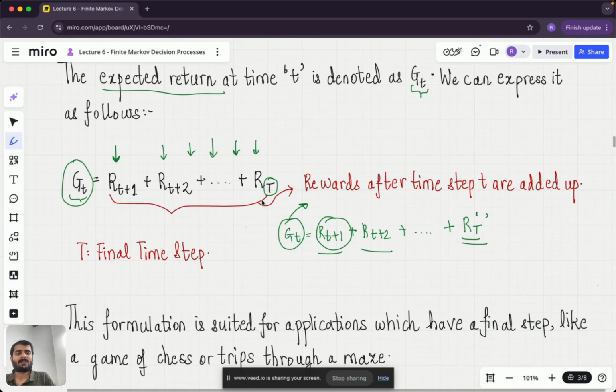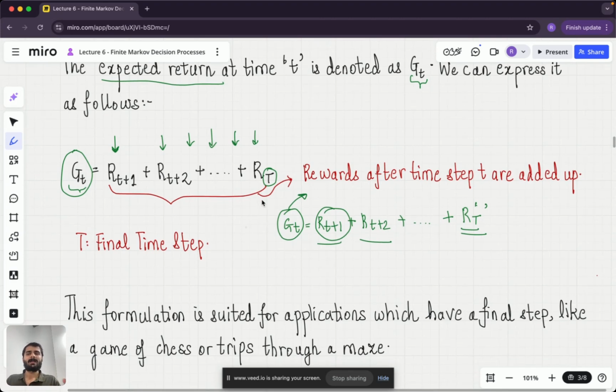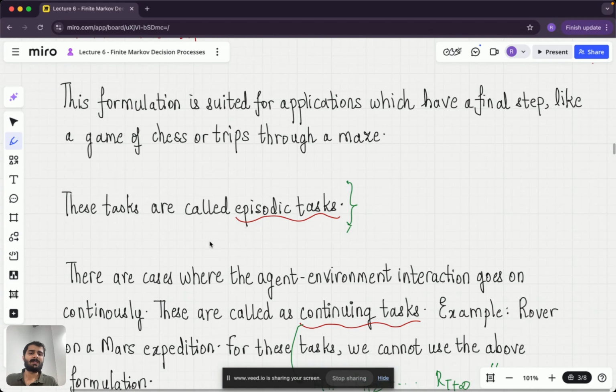That's why this formulation is suited for applications in which there is a final step. For example, a game of chess. Once a person wins a game of chess, the episode is over. We move on to the next episode. If we are playing a robot escaping a maze, once the robot escapes the maze, the episode is over. We restart the episode. So, in all these applications, there is a final time step for which this formulation of the expected return makes sense. These are called episodic tasks.